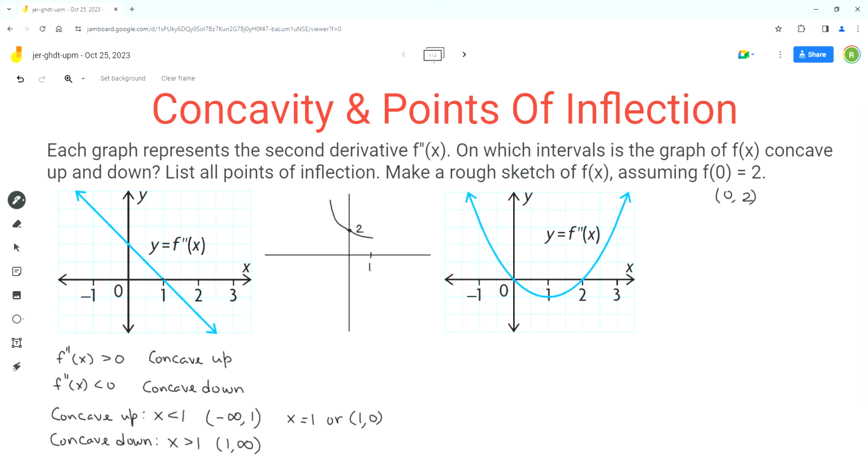Now, to the right side of x equals 1, the graph concaves down. So we can show that at x equals 1, the graph turns down because we have to show that it's concave down. So this can be the sketch of function f at x for the first given graph.